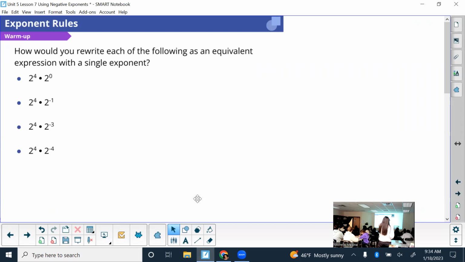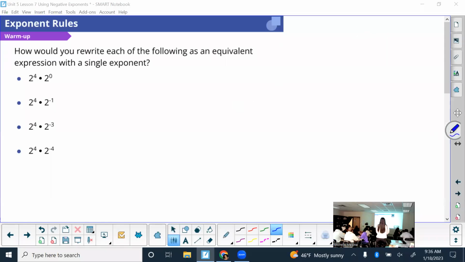Okay, so then here's your warm-up. If I were you, I would write down warm-up. And it's not a math talk, even though it looks like it could be. You are rewriting each of the following as an equivalent expression with a single exponent. So solve each one of those on your paper. And we will go over them in about a minute. I don't think they take very long. So 1 minute.